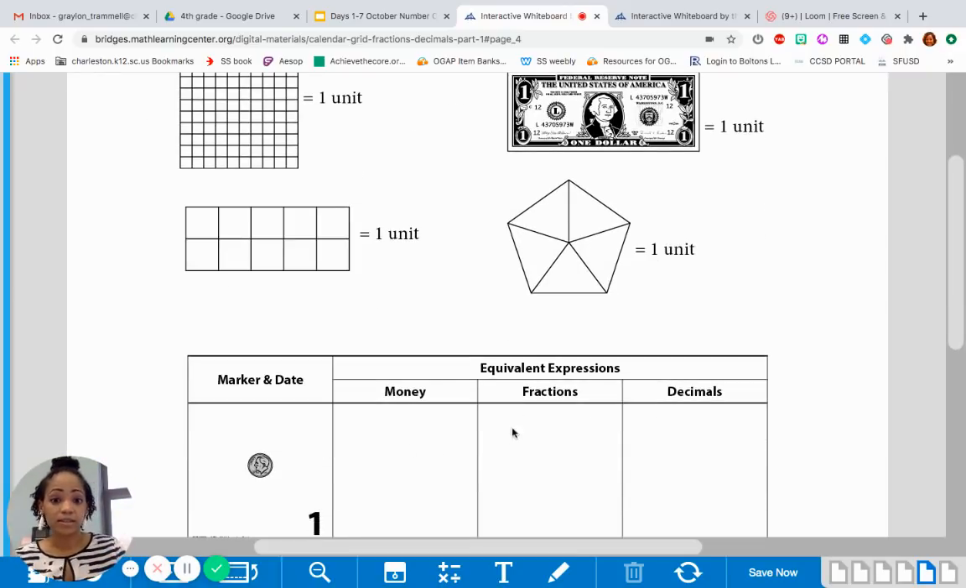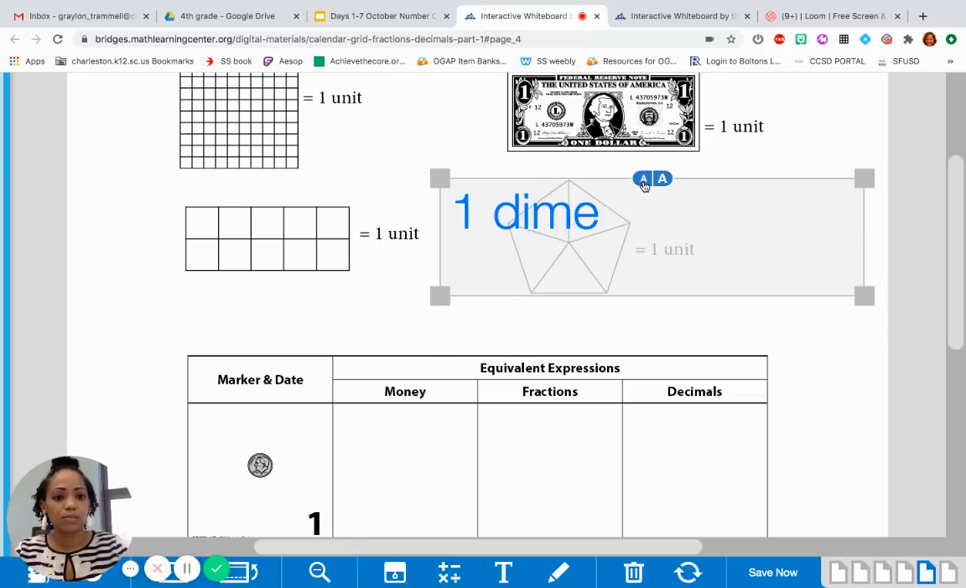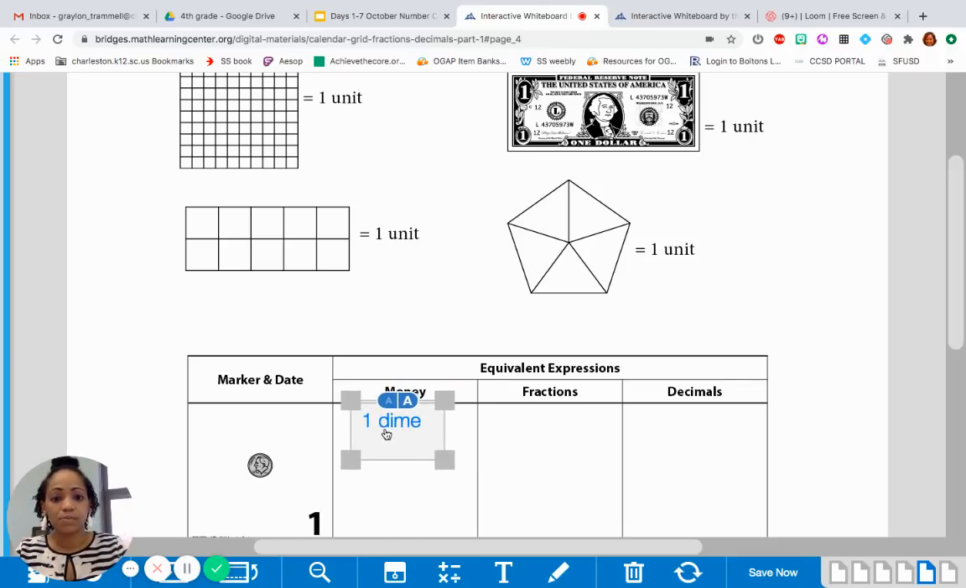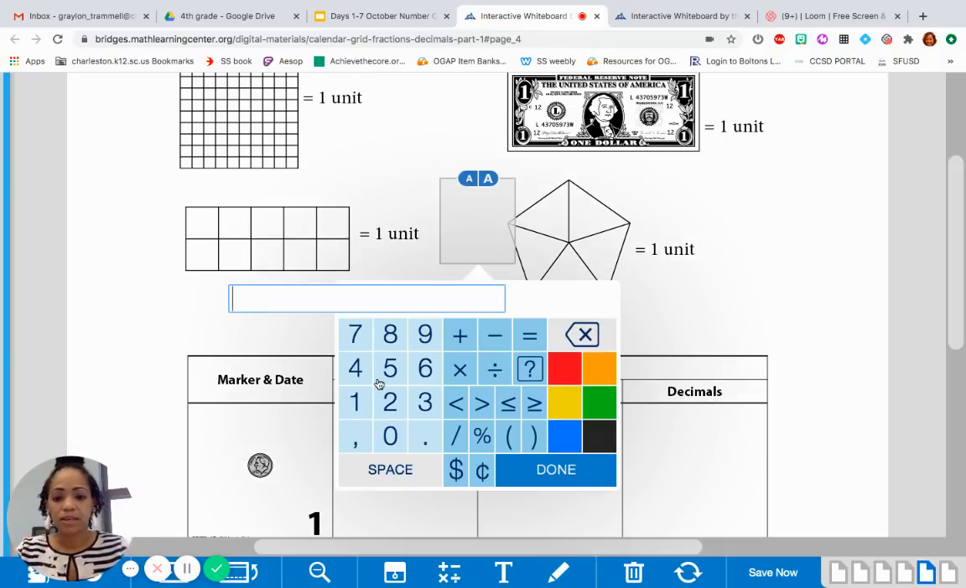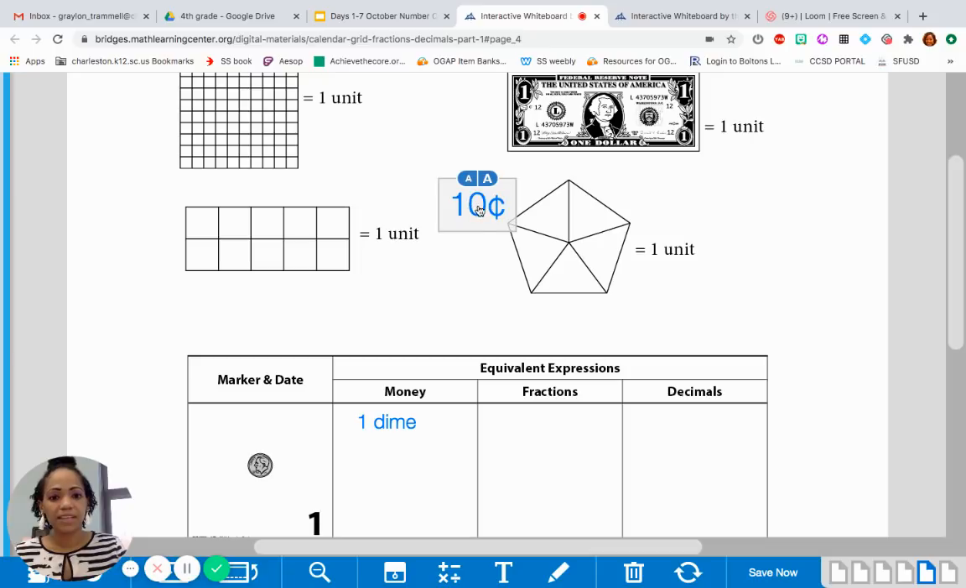I'm going to go back here so we can record our thinking. Okay, so we know it's a dime. So I'm going to go ahead and put 1 dime. Nice. What else do we know? What else can we call this? Let's make it a little smaller. That's money form. Okay. Well, what is a dime worth? You got it, 10 cents. So let me add that. 10 cents. Okay, anything else?